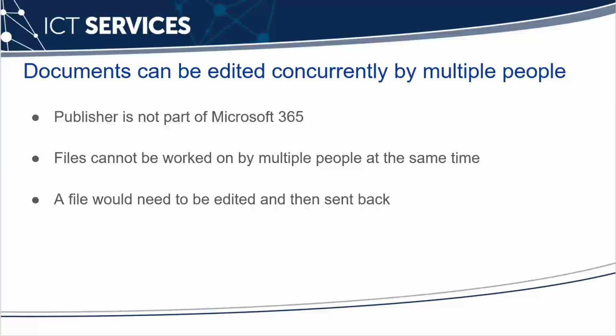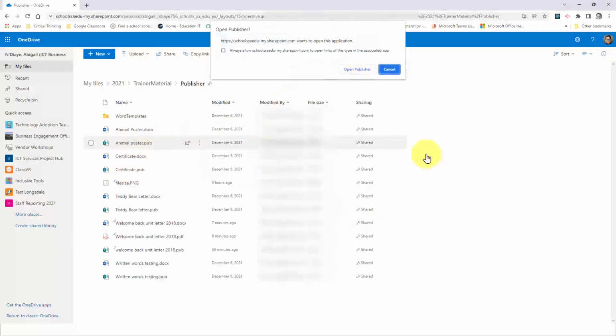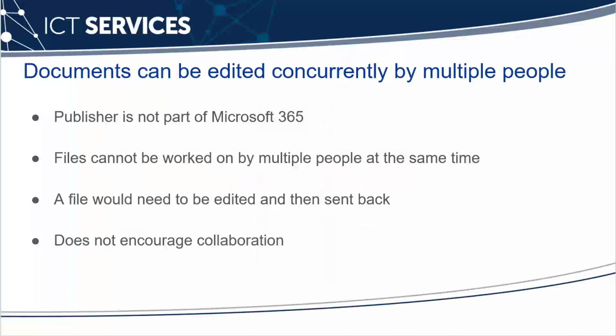A file would also need to be edited and then sent back if multiple people are working on the same file. It can also not be opened on a computer where Publisher has not been installed. You can see in my OneDrive I've got some Publisher files, but if I click on this file, it doesn't open up online. It only gives me the option to open in Publisher. This means that working with Publisher files does not encourage collaboration.